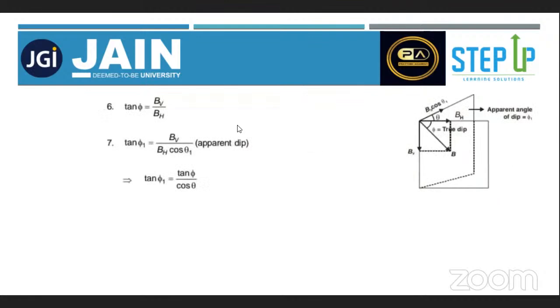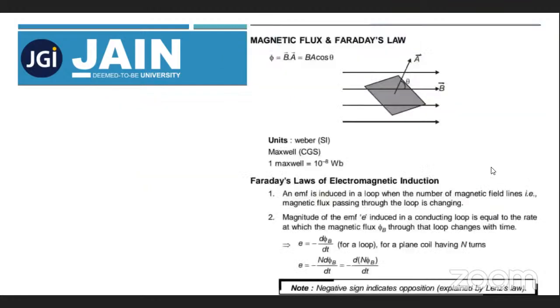Tan phi, the direction, will be given by the vertical component over the horizontal component. We want to find out tan phi 1, the apparent angle of dip, which is found by tan phi by cos theta. Or you can write it as the vertical component over BH cos theta. Important formulas. Okay, coming to the further topic, electromagnetic induction.